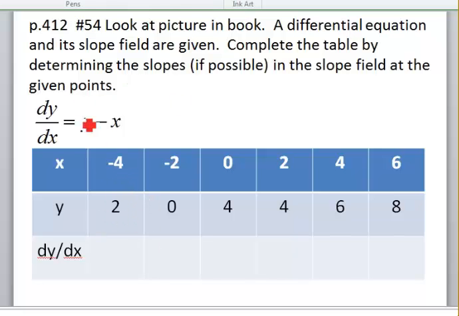So what it's telling me to do is that it's saying the slope of the line when y is 2 and x is negative 4, well, what is that? Well, that happens to be 6 when I plug those things in. Then in the next part it says, okay, well, what's going on now when y is 0 and x is negative 2? Well, the slope now changes, and it's 2. So what happens at the point 0, 4? Well, when y is 4 and x is 0, the slope is 4.